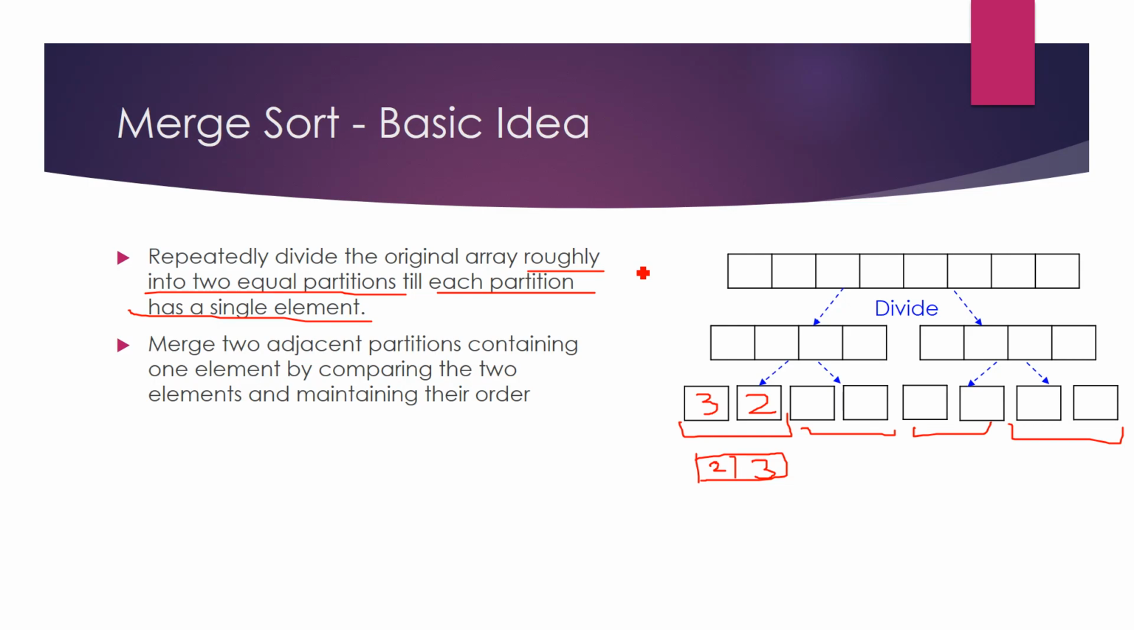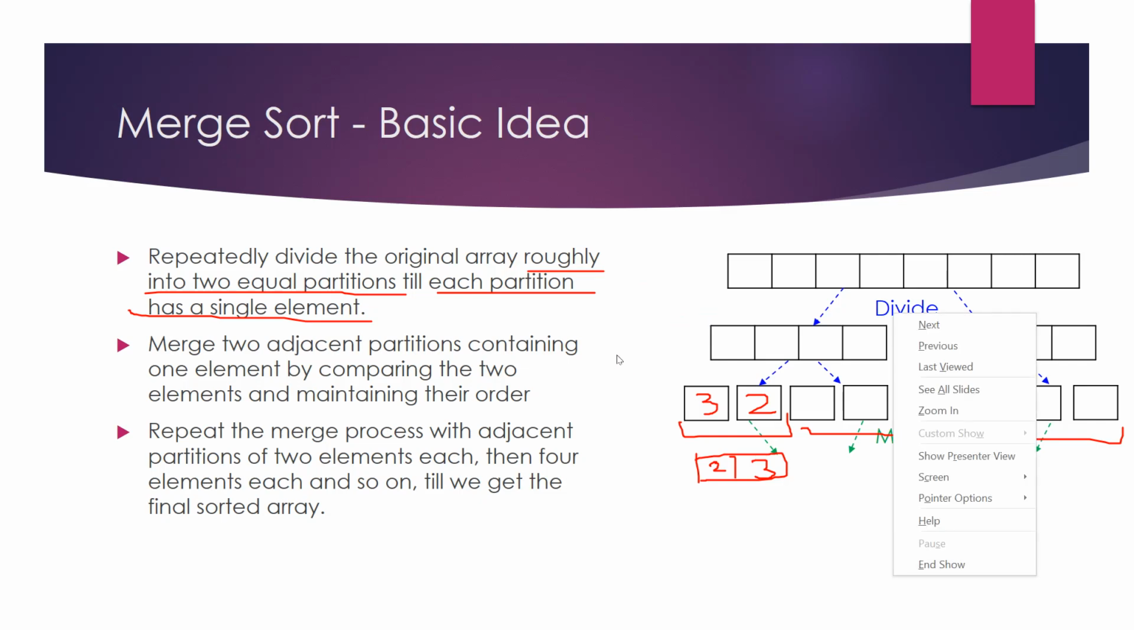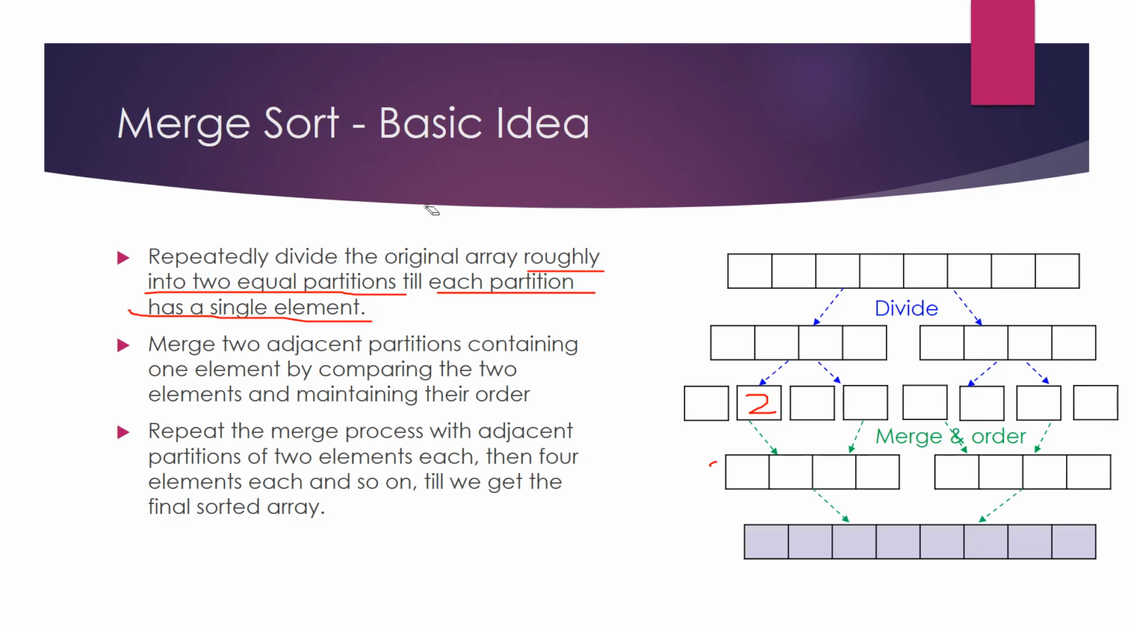Then we merge 2 with 2 to get a partition size of 4, and we keep doing that till we reach the size of the original array. So we just repeat the merge process with adjacent partitions, from 2 to 4, 4 to 8, and finally we get the final sorted array. And the strategy here is that while merging we have to make sure that the numbers are in order.